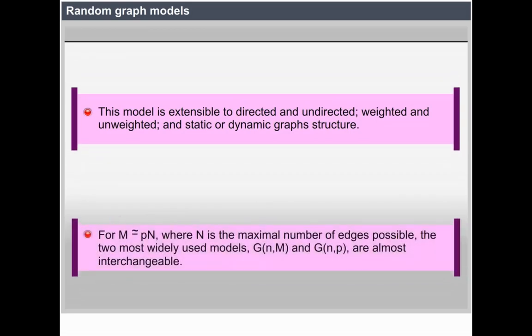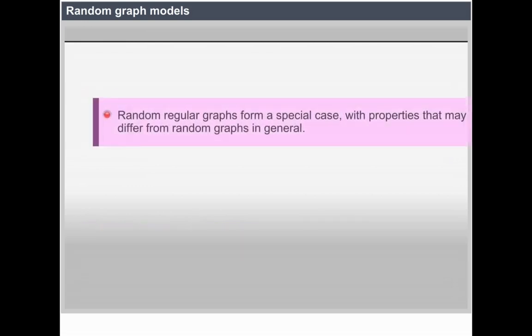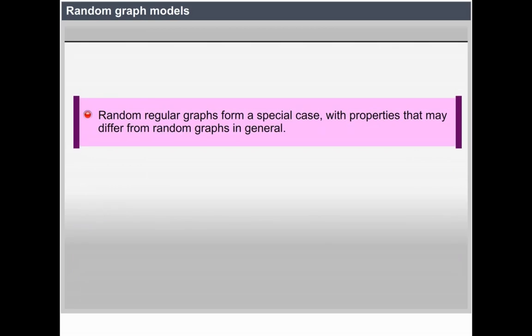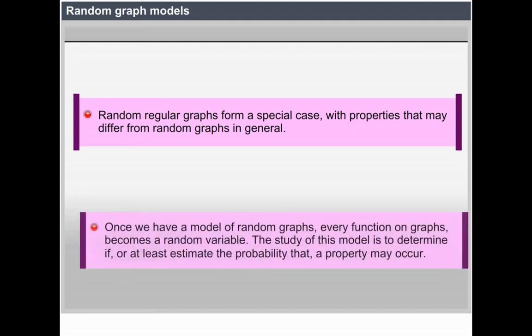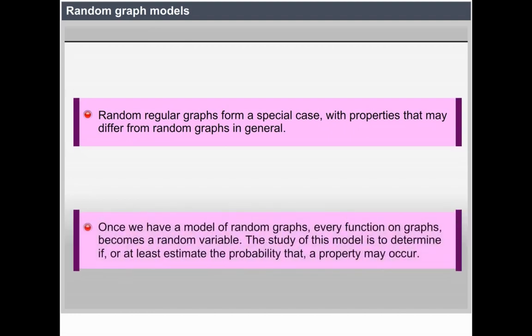For m approximately equal to pN, where N is the maximal number of edges possible, the two most widely used models, G(n, m) and G(n, p), are almost interchangeable. Random regular graphs form a special case with properties that may differ from random graphs in general. Once we have a model of random graphs, every function on graphs becomes a random variable. The study of this model is to determine if, or at least estimate the probability that, a property may occur.